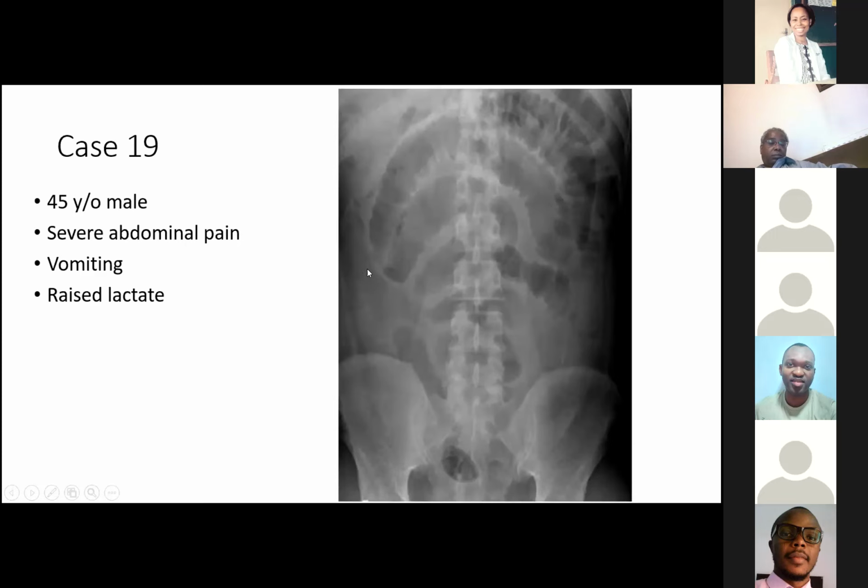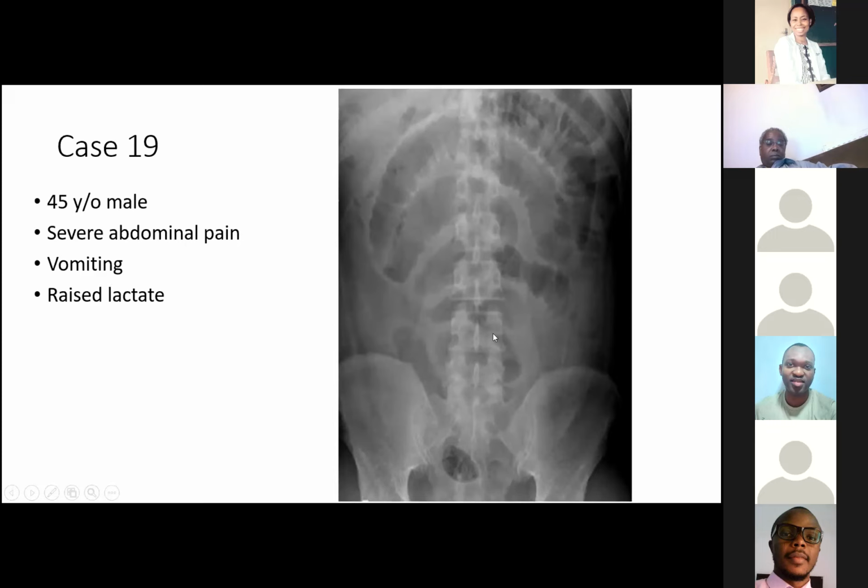And the final case is a 45-year-old male who had severe abdominal pain, raised lactate, and vomiting. And again, I'll just talk you through this X-ray. Another example of an inadequate exam. So this is a big theme actually with our X-rays, that a lot of them don't seem to be catching the hernial orifices as they should do.